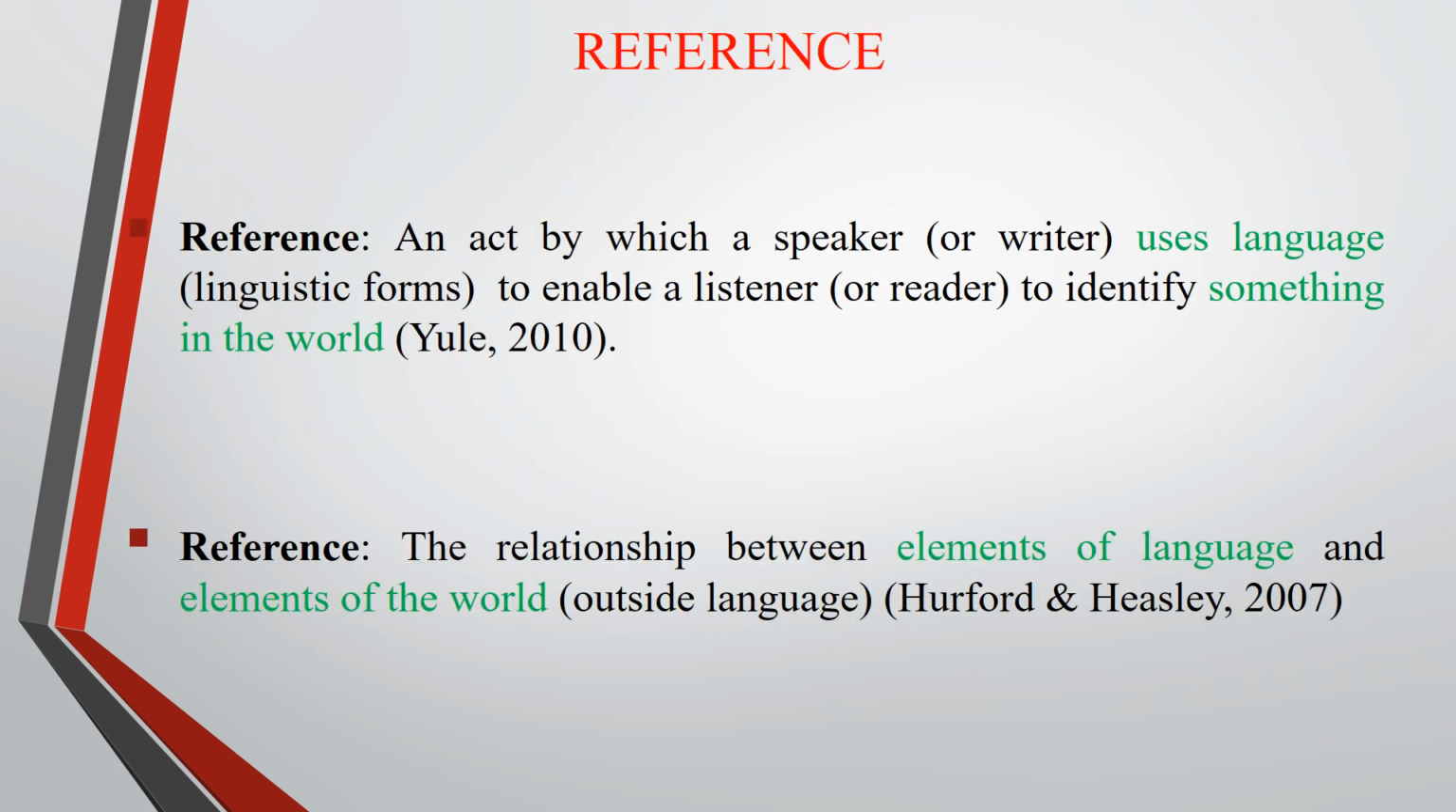An important notion that is related to pragmatics is reference, and we discussed this notion earlier in the course. Reference is an act by which a speaker or writer uses language to enable a listener or reader to identify something in the world. We can also say that reference is the relationship between elements of language, linguistic expressions, and elements of the world, which are outside the language. Reference is an act by which linguistic forms are used to refer to, identify something.